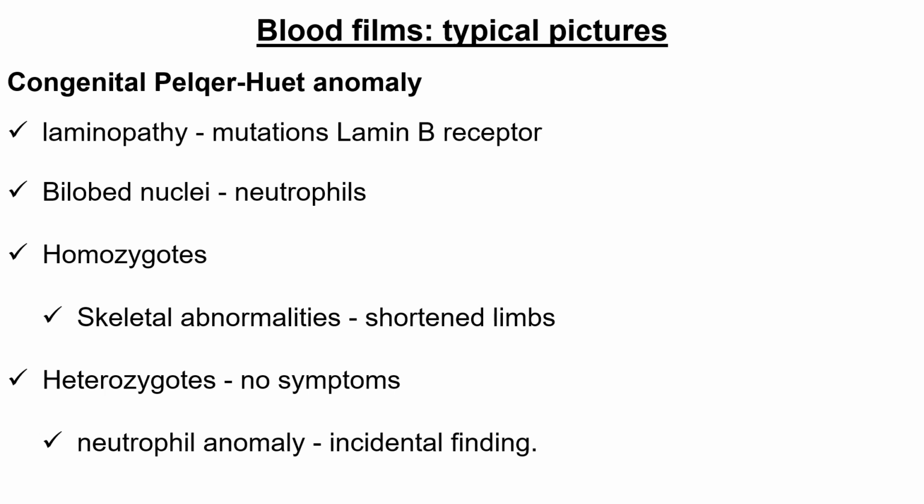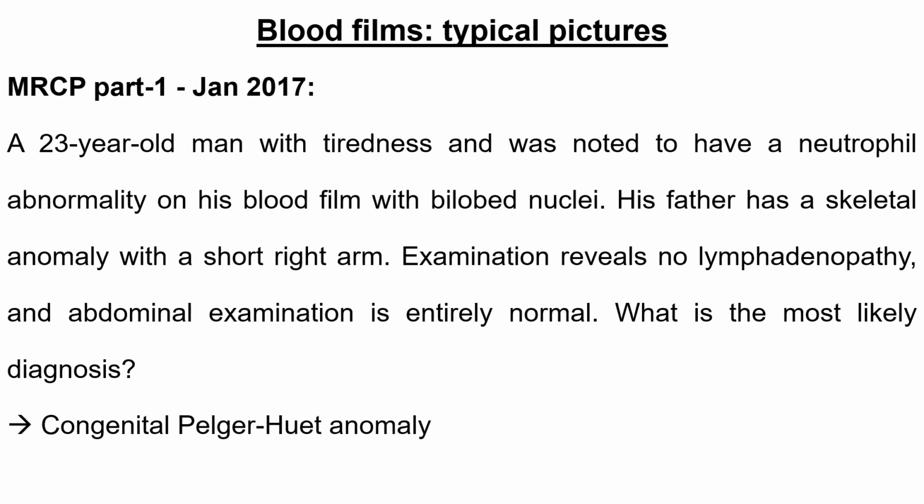One of the scenarios that was asked in the MRCP exam is the congenital Pelger-Huet anomaly. It is a laminopathy due to mutations in the lamin B receptor, in which bilobed nuclei in the neutrophils occur. It is a homozygous disorder that is characterized by other skeletal abnormalities like shortened limbs. If it is a heterozygous disorder, then there are no symptoms. However, a neutrophil anomaly is an incidental finding in the heterozygotes.